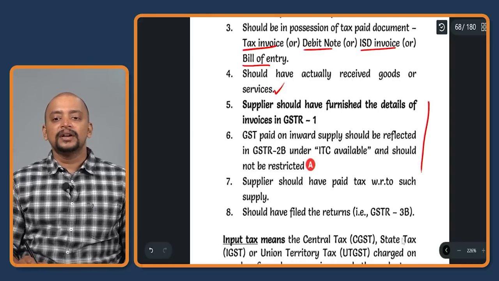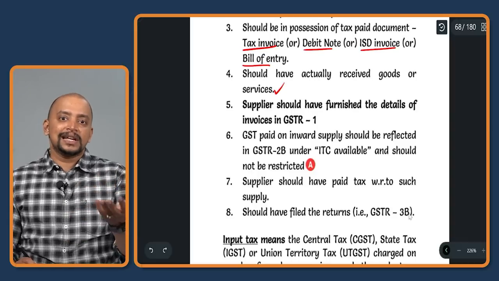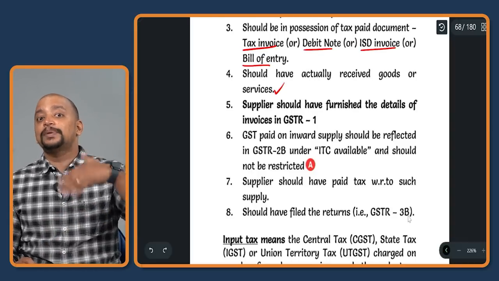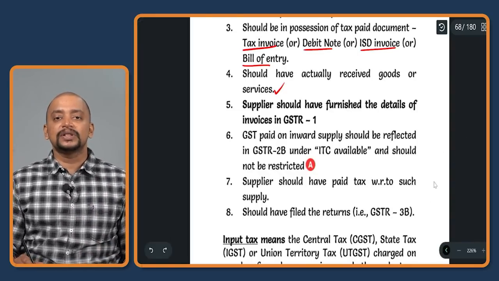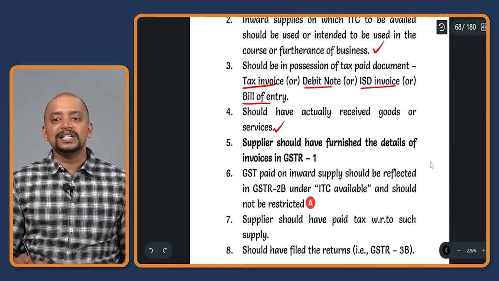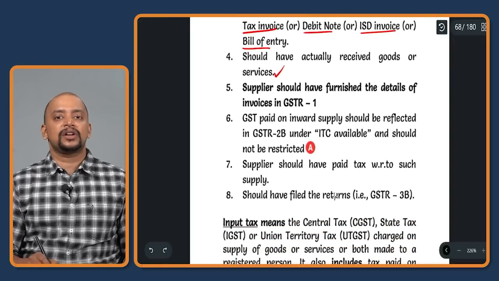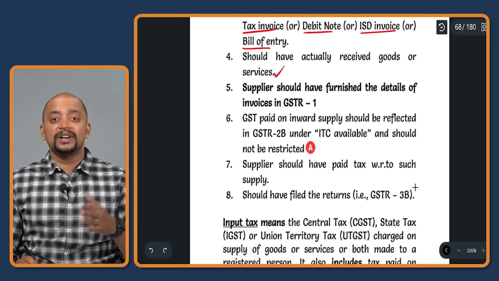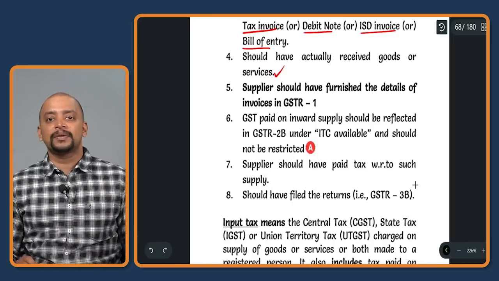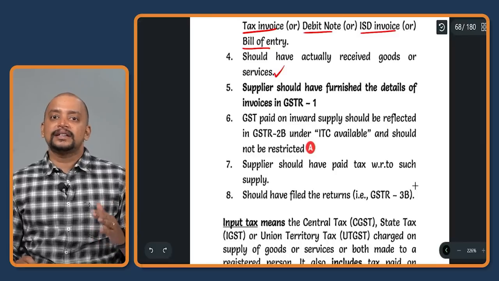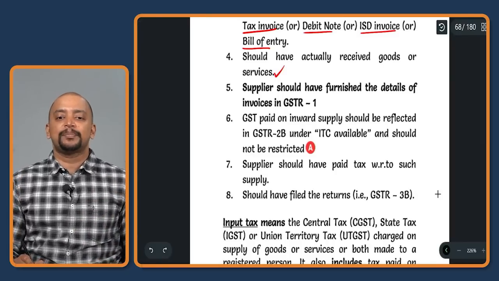And supplier should have paid the tax with respect to such supply. So whenever we are taking the ITC, the supplier should have paid the tax, otherwise we need to reverse the ITC. Then should have filed the return. So these are the 8 conditions. If all these 8 conditions are satisfied, then ITC can be availed. Suppose if these conditions are not satisfied, ITC should not be availed. If ITC is already availed, that needs to be reversed. Reversal of ITC means reduction from the ITC, and suppose if you don't have balance in ITC, then reduction is not possible, then we need to make the payment.